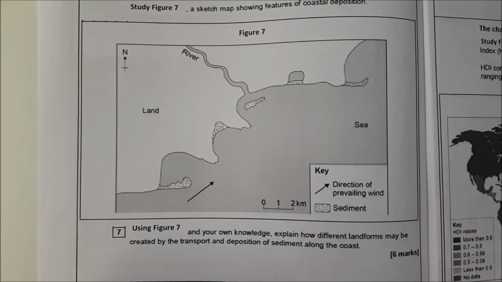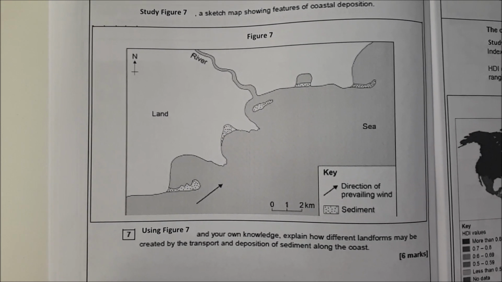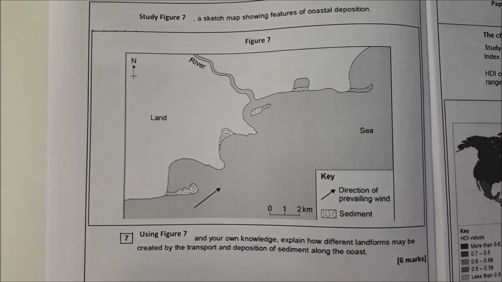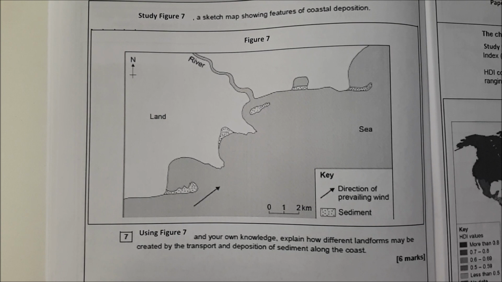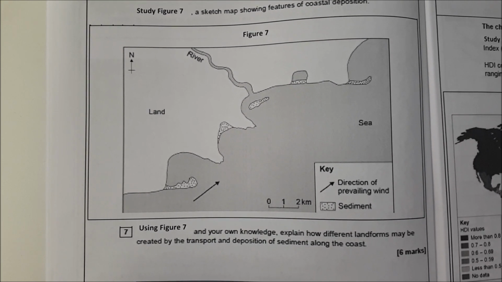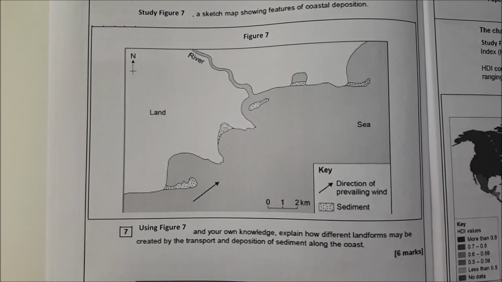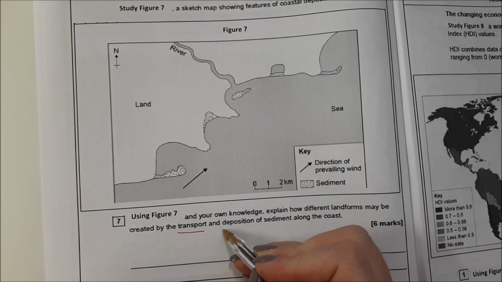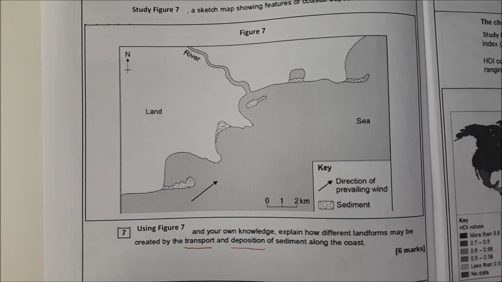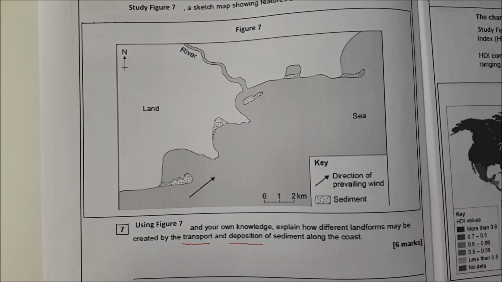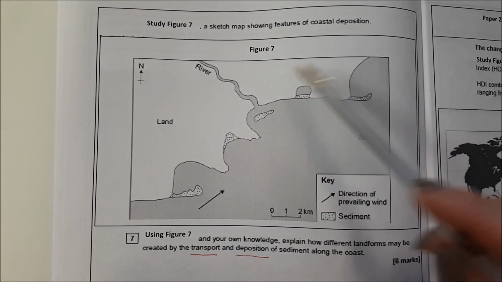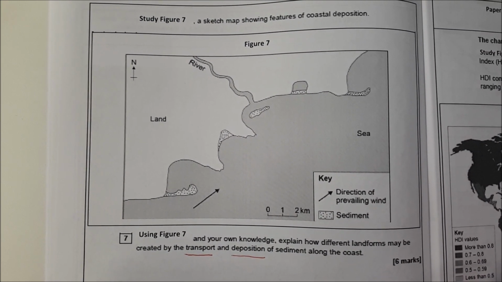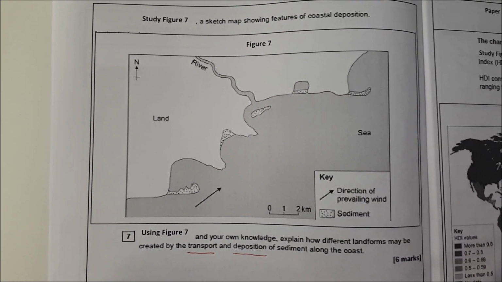The question says, using figure 7 and your own knowledge, explain how different landforms may be created by the transport and deposition of sediment along the coast. So this question is a landform formation question, and you are being asked how different coastal landforms are created by transport, the movement of sediment, and deposition, the placing down of sediment on the coast. Now, the first thing I would recommend you do, if you look at the figure here, is look for and try and identify some of the different depositional landforms you can see.